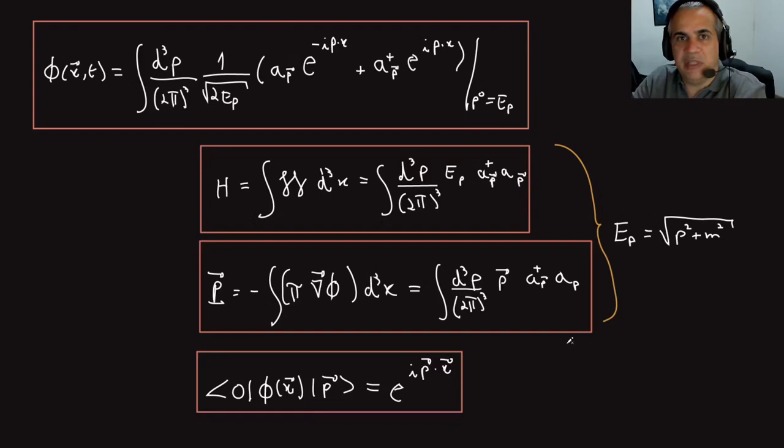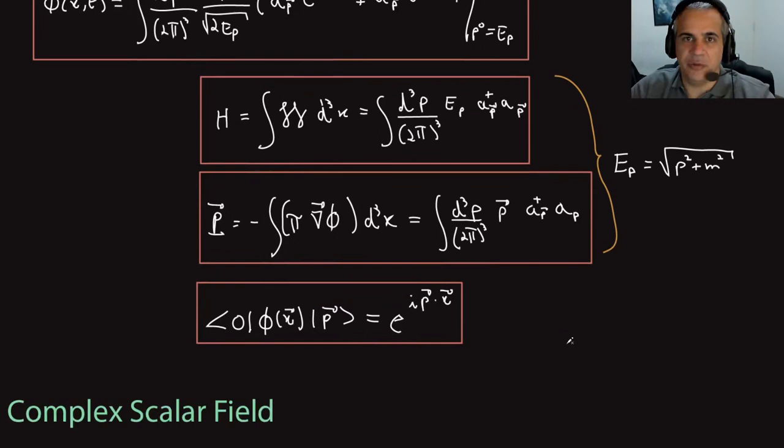We're dealing here with a real scalar field, right? And the situation is actually clearer with the complex scalar field. And then of course you can go back to the real one at any time just by making the imaginary part zero, right? So let's take a look at the complex scalar field before we go forward.